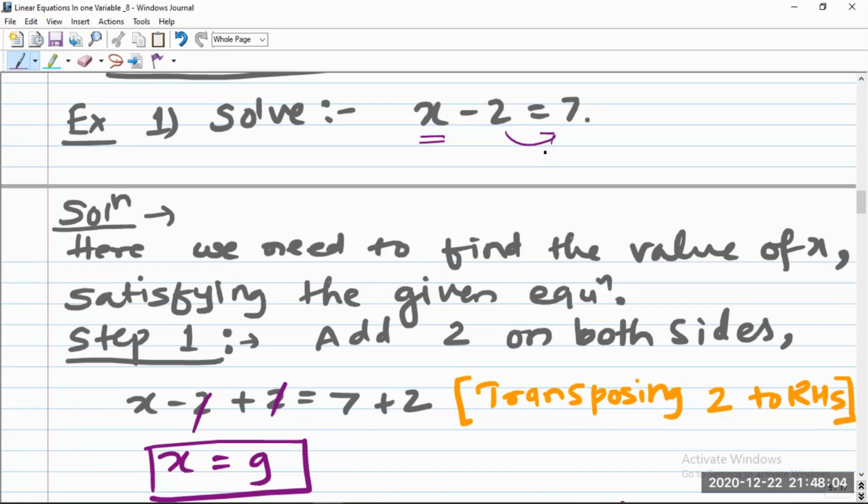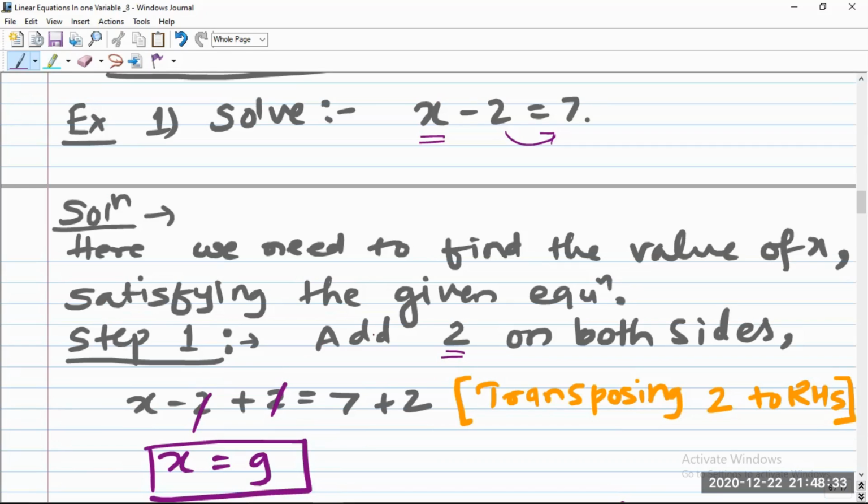We can say transposition is the method of transferring a number or any term from one side to the other side, or changing the side of a term in an equation. So here we need to transpose this 2 from left to right, or we can say transposing that 2 to the RHS of the equation.